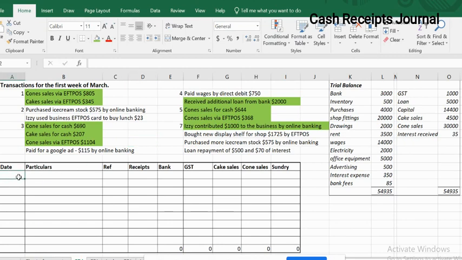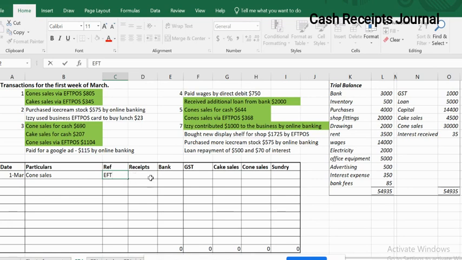So we're going to put in here the date, so it's March. I'm going to write in my first one, 1st of March. And my spreadsheet automatically changes it into 1-Mar because that's the formatting on it. Now the first transaction is cone sales by EFTPOS. So I'm going to look over here, and there's an account called cone sales, so that's going to be the most appropriate account to use. Under the reference column, I give an idea of how the transaction was taken. In this case, I'm going to write EFT because it's an EFTPOS transaction.